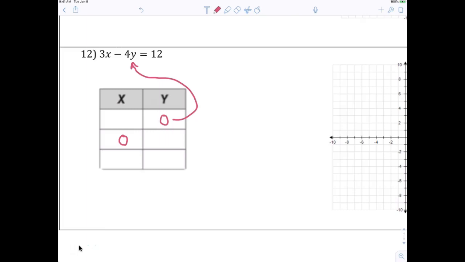Joseph, you good on this? All right, so I'm putting 0 in for y. Watch me, Joseph. I'm plugging 0 in for this y. Are you having trouble with 4 times 0? What's 4 times 0? So now I have the equation 3x equals 12. So now what's x? Solve that equation. Say it. 4. Good job. I'm not letting you off the hook.